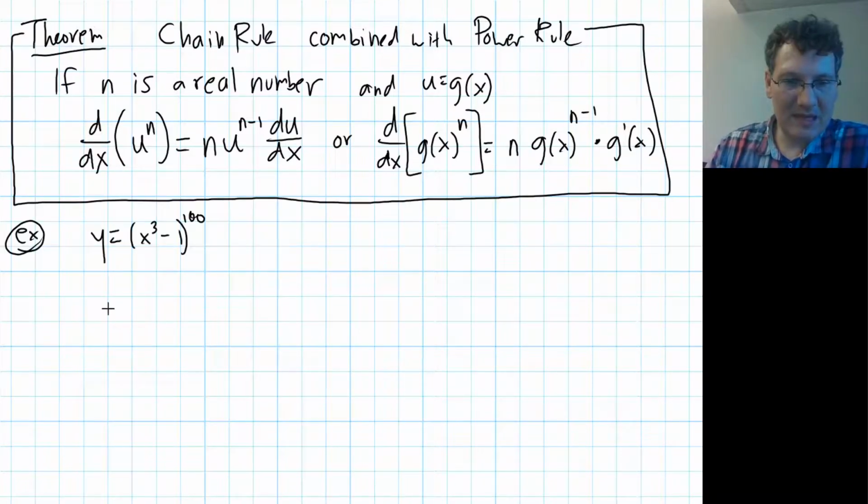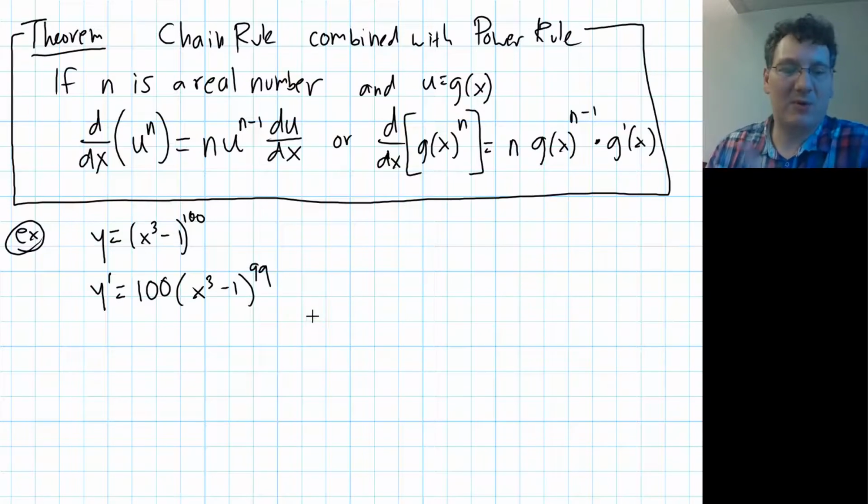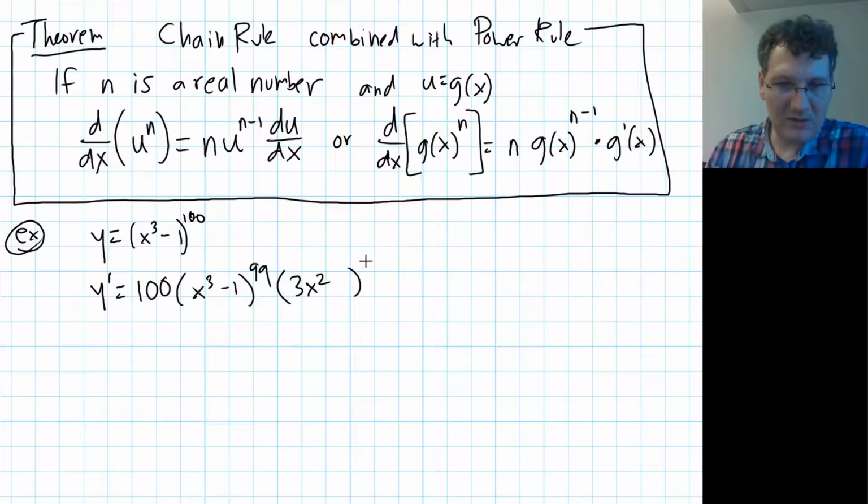Okay, so as an example, if we have y equals (x^3 - 1)^100, the derivative is just going to be 100 times (x^3 - 1)^99, but we don't stop there because the chain rule says now we look at this function that's on the inside. The derivative of that is just multiplied on the end. It'll be 3x squared. Minus 1 is gone because that's constant.